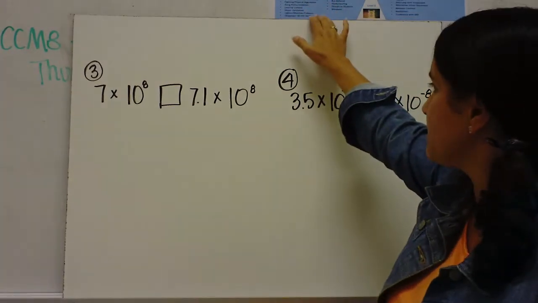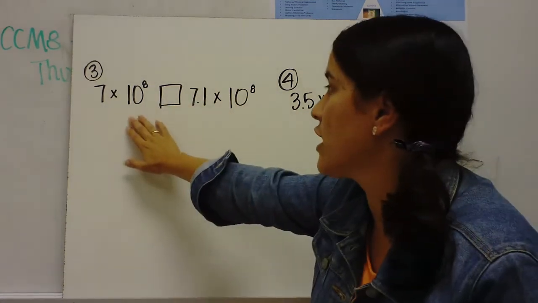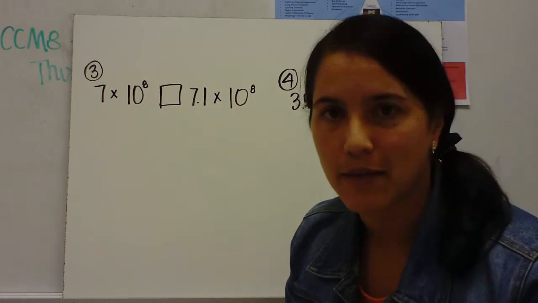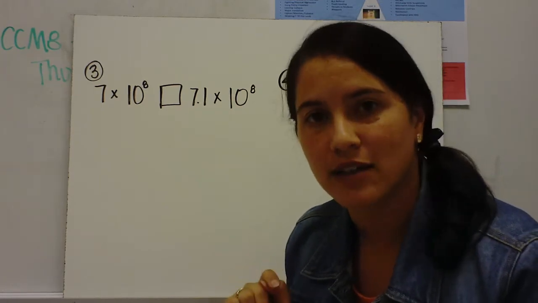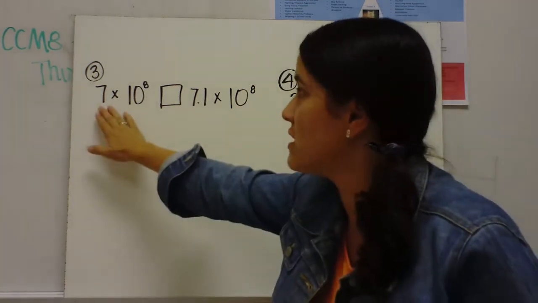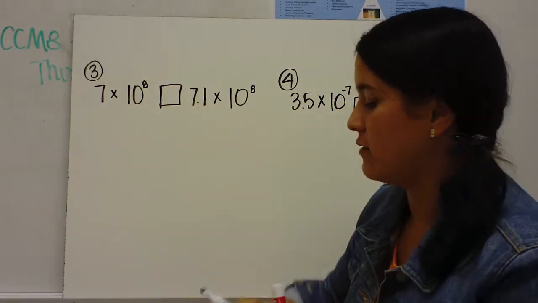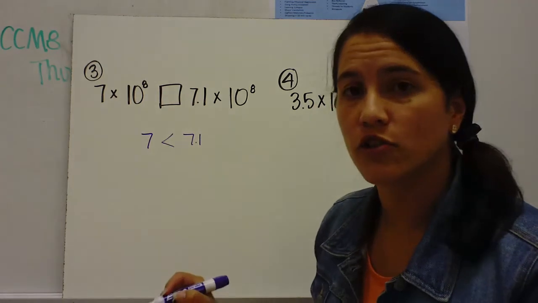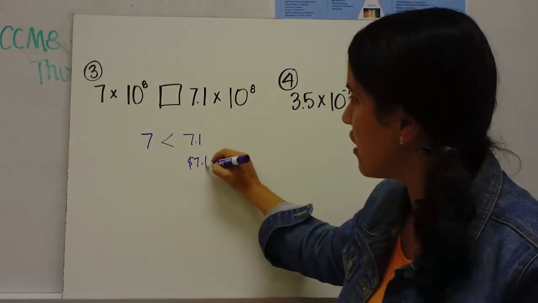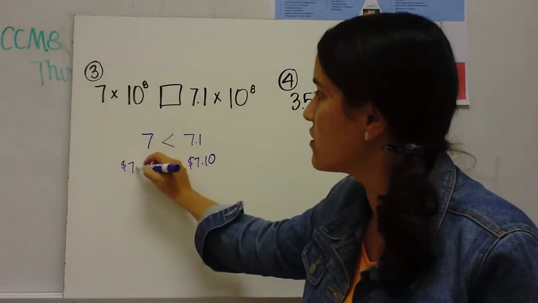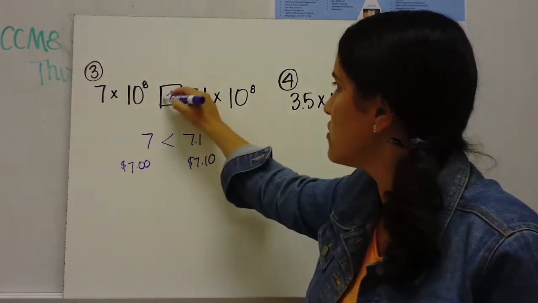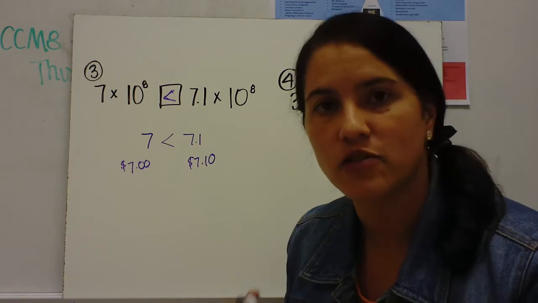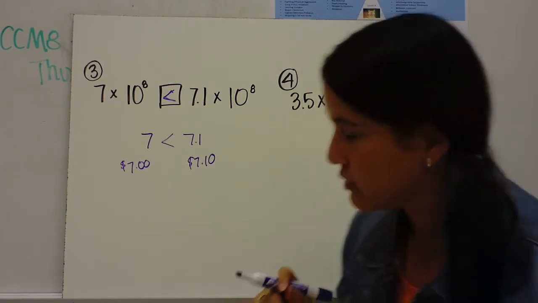So now I'm going to come back to 3 and 4. Sorry about that. Number 3, they're both in scientific notation. I look at my exponents, and I have the same exponent. So if you have the same exponent, you look at the whole number of 7 and 7.1. So 7.1 is larger because this would be like $7.10 and this would be $7. So my answer is that one is larger. If your exponents are the same, you have to look at your whole numbers.